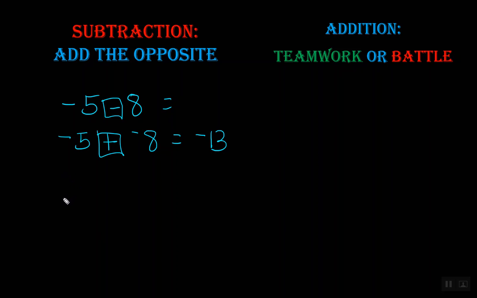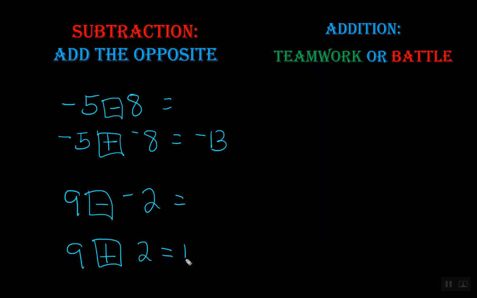And one last problem. Let's do a positive 9 minus a negative 2. Okay? I notice that I have subtraction in the middle. I'm going to take this subtraction and I'm going to add the opposite. I currently have a negative 2. The opposite of that is a positive 2. 9 plus 2 is 11, and that would be my answer.